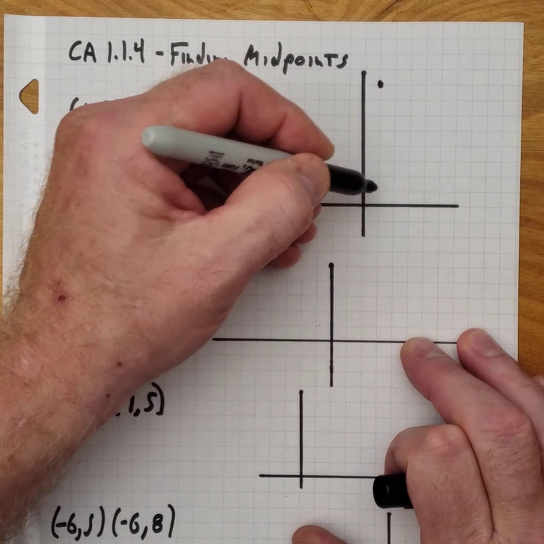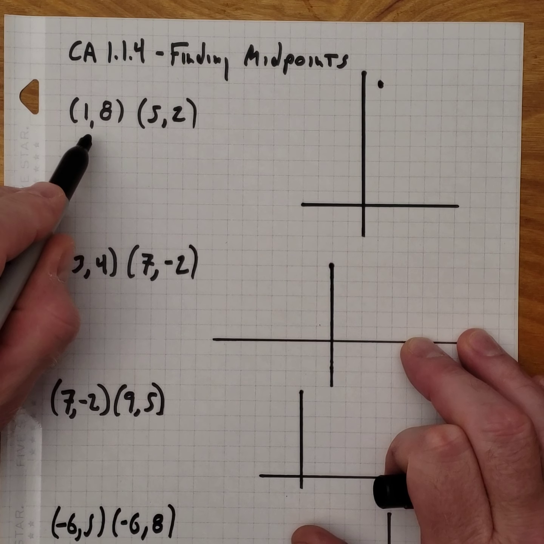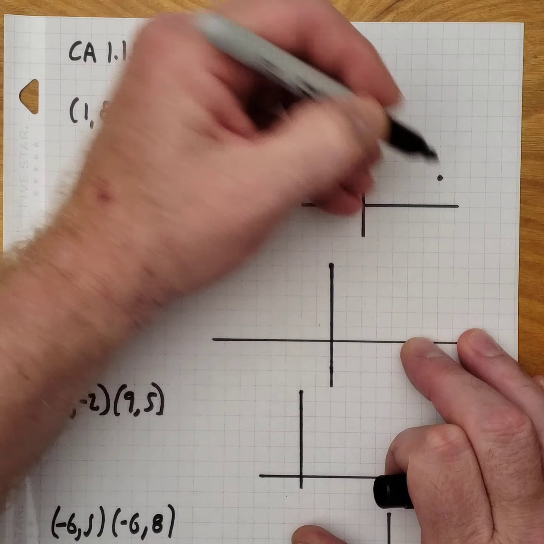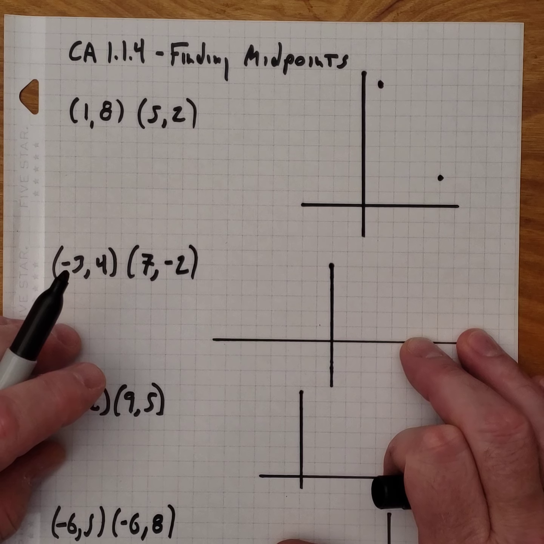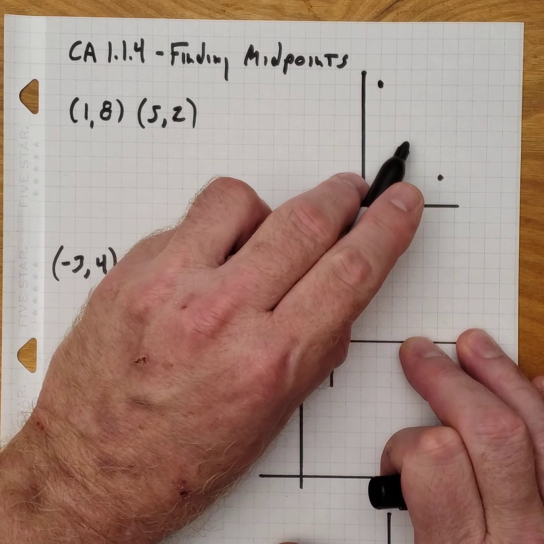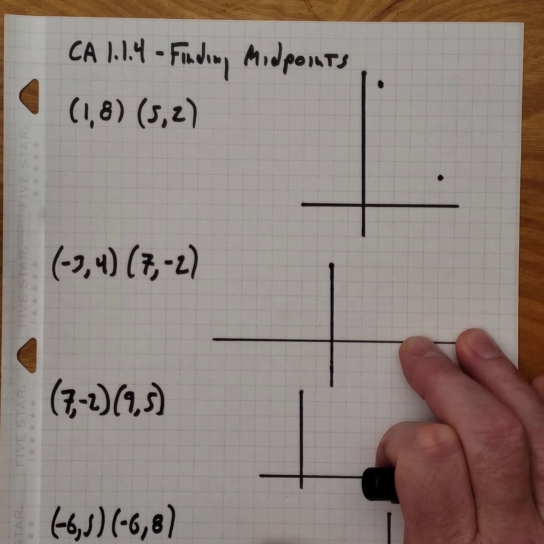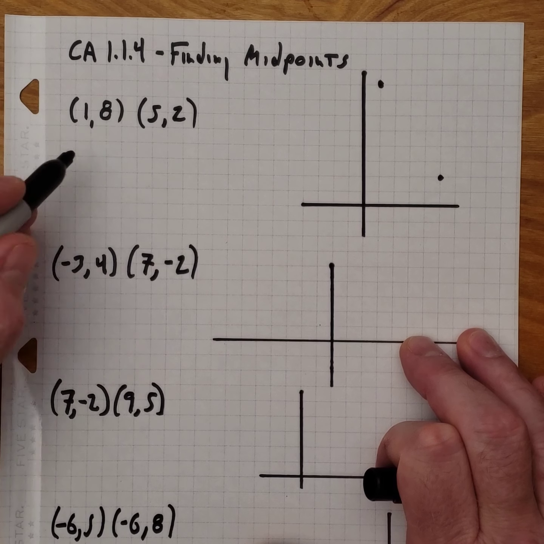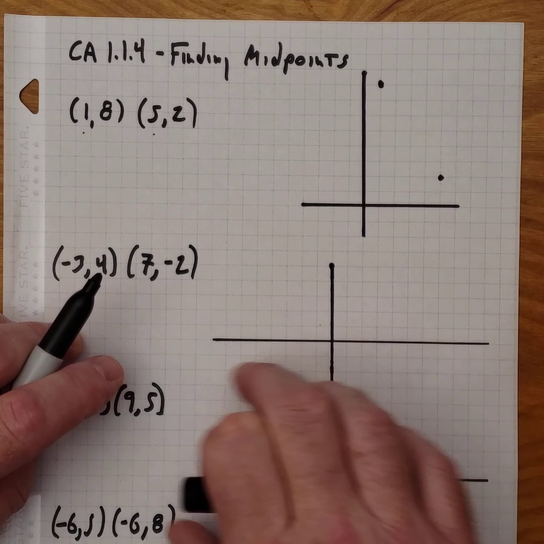So if you're looking at these, 1, 8, and 5, 2, they may not have much meaning to you. Looking at those, they may not have a whole heck of a lot of meaning either, but at least you can see where they are and you can guesstimate halfway in between somewhere in this area here. Real easy thing to do. All you have to do is find the x-coordinate that's halfway between these x-coordinates. What number is halfway between 1 and 5?